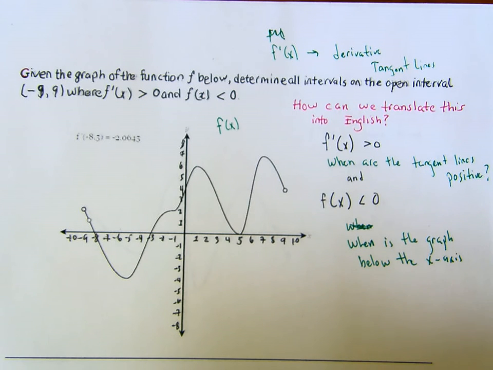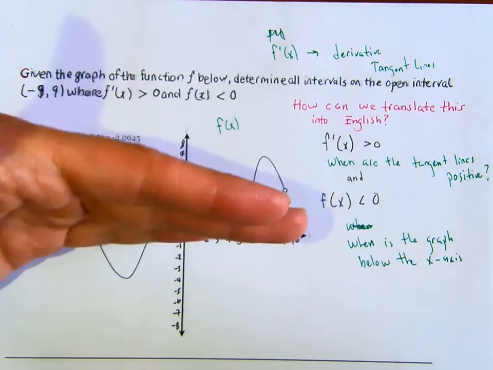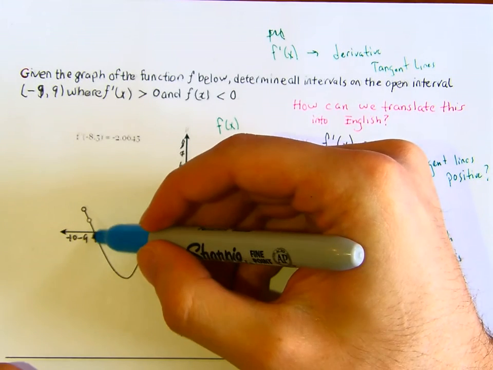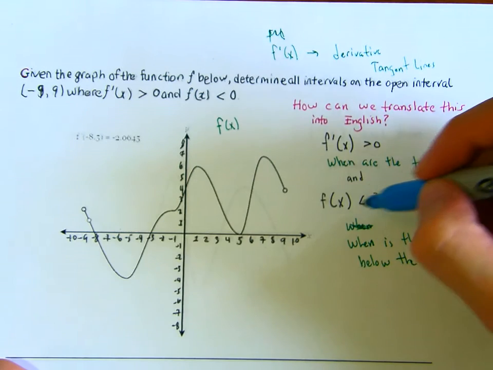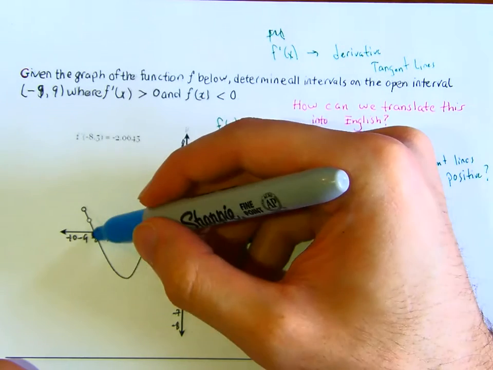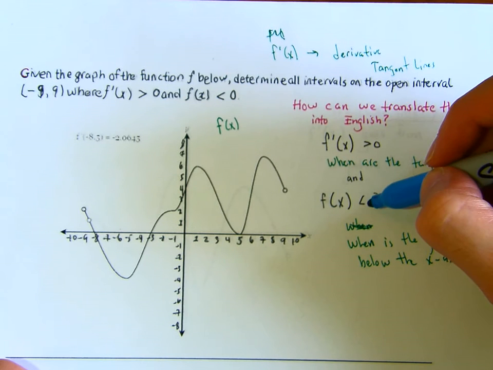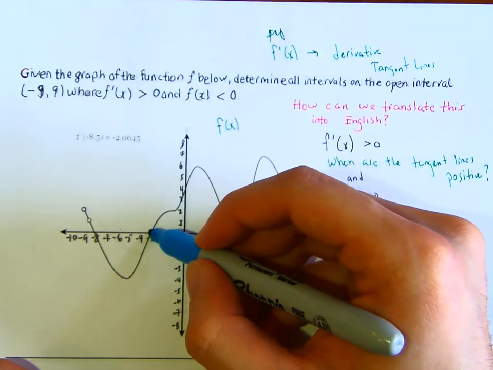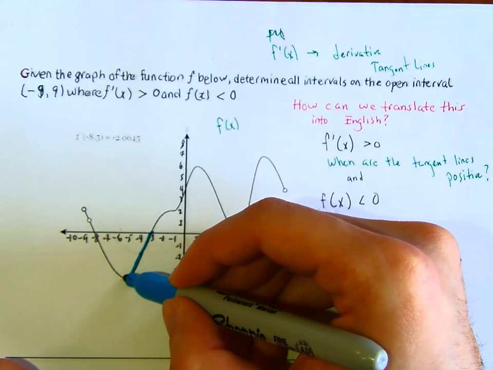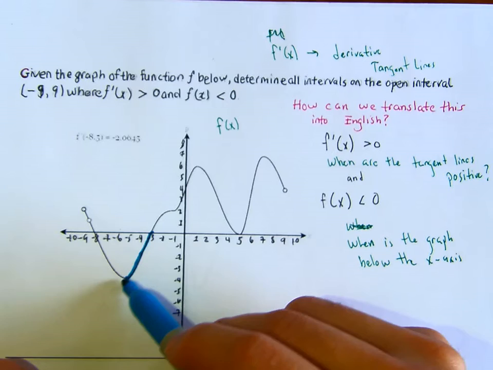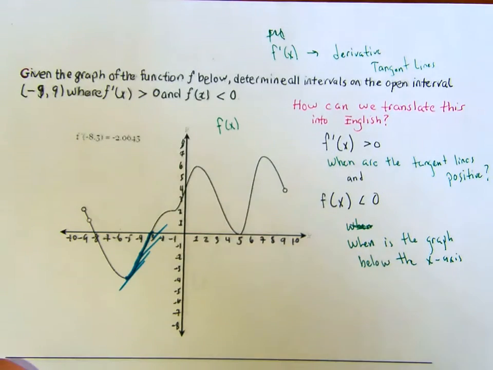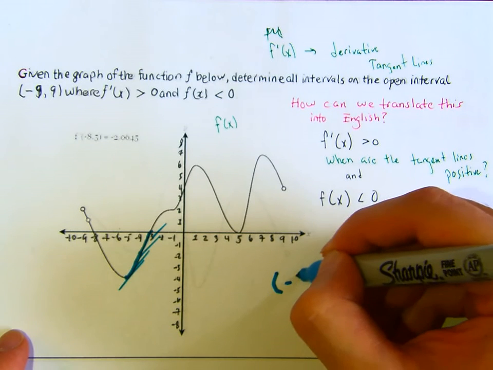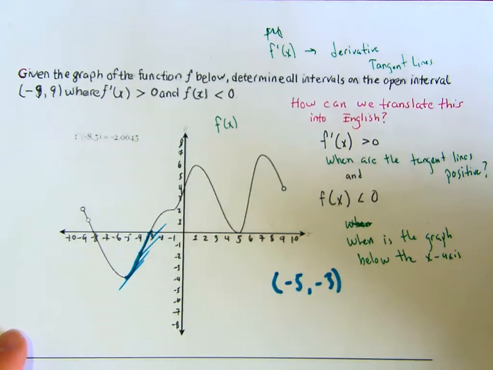So notice, let's see. This part's a little bit easier. We only want things that are below the x-axis. Now, looking at this part over here, we're satisfying this, right? From -8 to -3, we're satisfying this condition. But how do we also satisfy this condition? When are the tangent lines positive? It's everything between -3 and -5, because if you look here, the tangent lines, when you draw them, are positive here. So to answer this question, it's everything between -5 and -3.